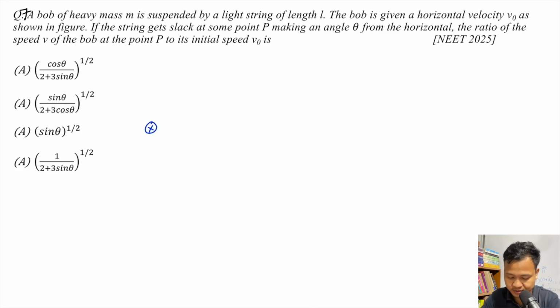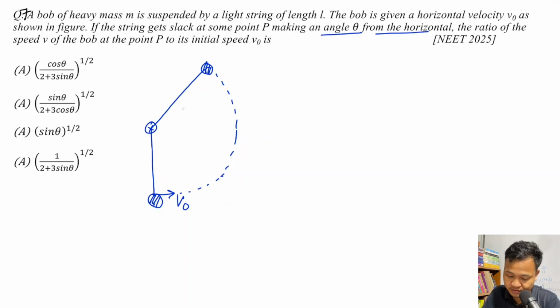Okay, so you have the bob here, with initial velocity v naught. Here you're given that it goes like this, in a circular motion, at an angle theta with the horizontal. So the angle from the horizontal, that means at this particular instant, theta.